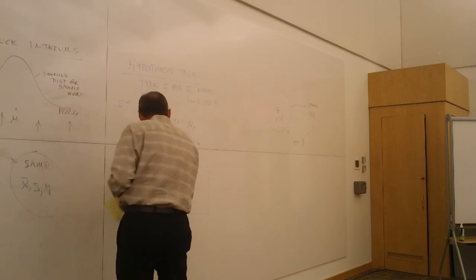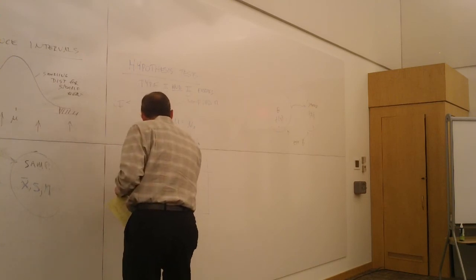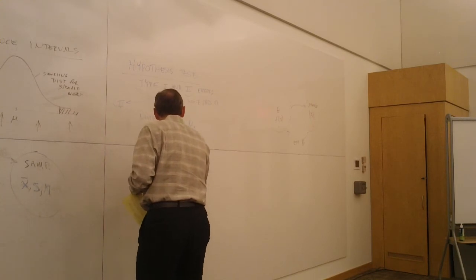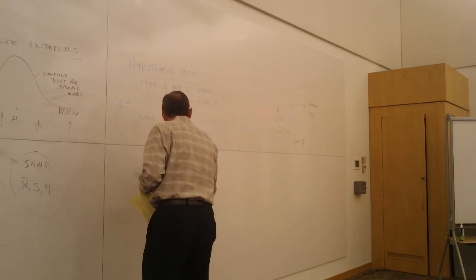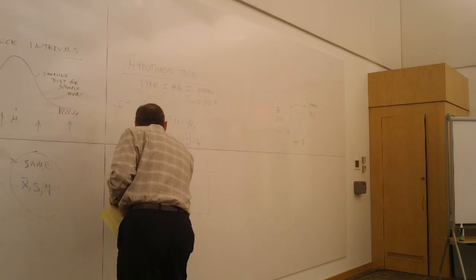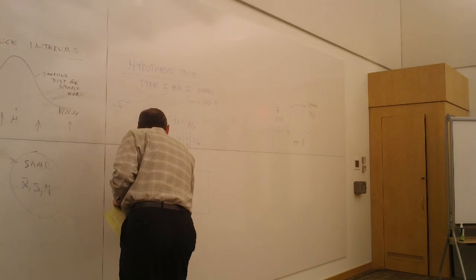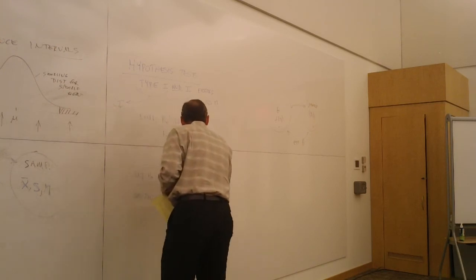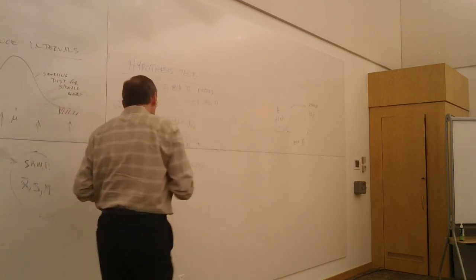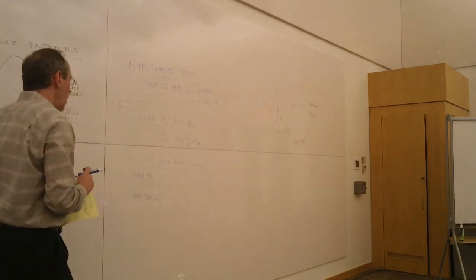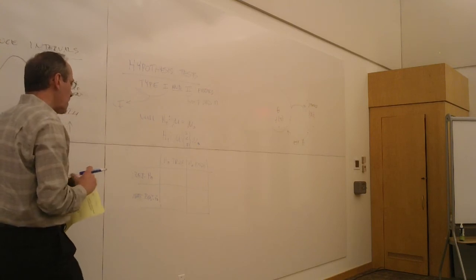Okay, so in one case we'll reject H0, and H0 is true. And we might not reject H0, but H0 is false. Okay. So what do I write in each one of these squares?